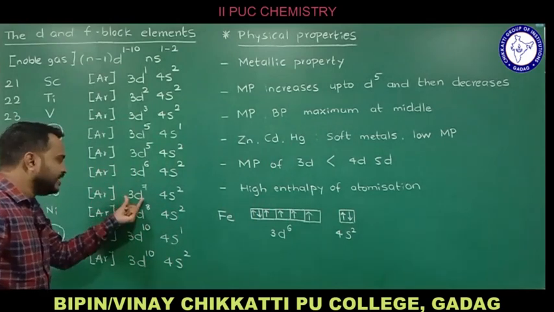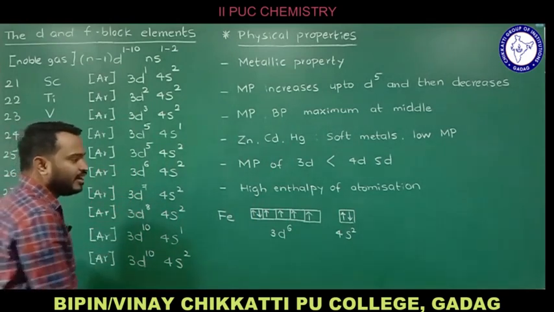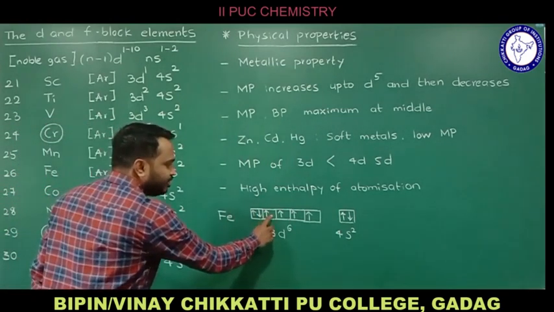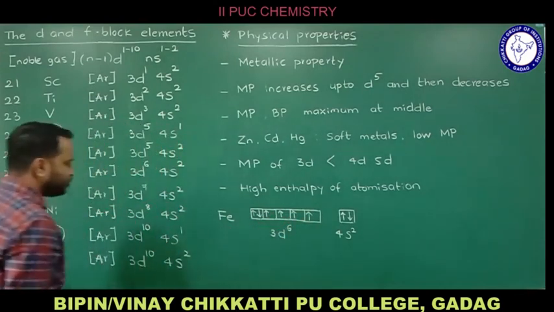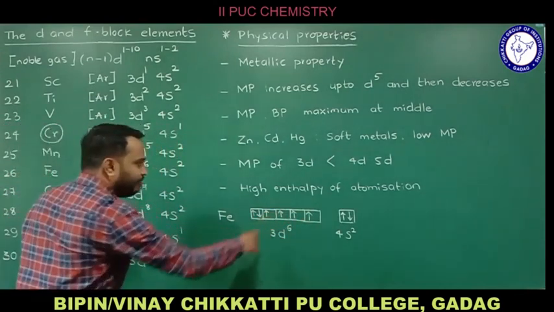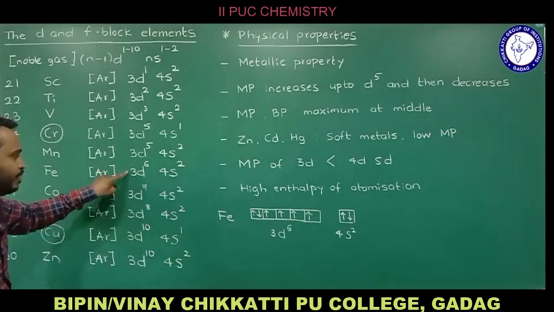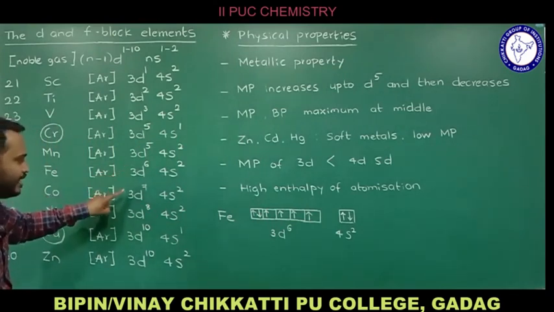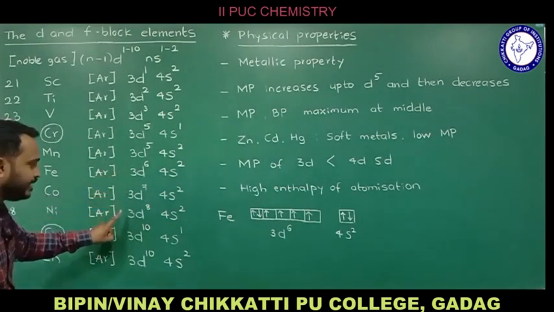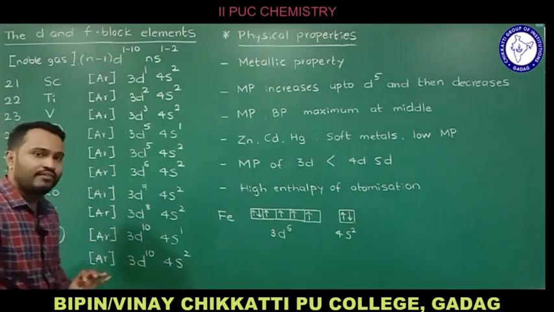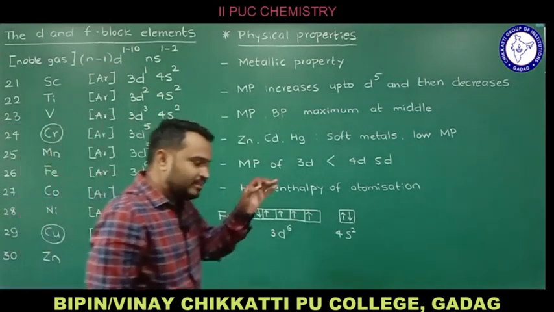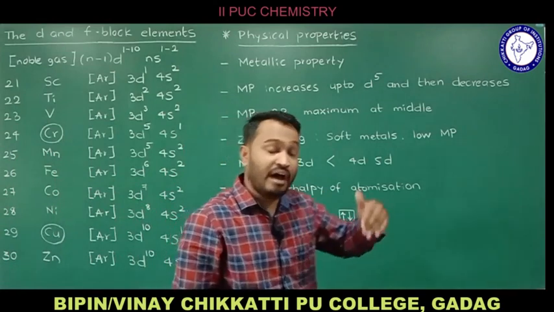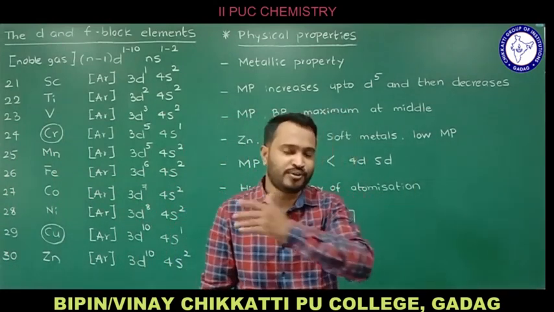Move with the next one, 3d7. For 3d7, I am supposed to write 1 more electron here. So how many unpaired electrons do we have? 3 electrons we have. 3d8, we have 2 electrons. So here the number of unpaired electrons is 4, and here it is 3, and here it is 2, and here we don't have unpaired electrons. Or I can say the number of unpaired electrons after d5 configuration is going to decrease.